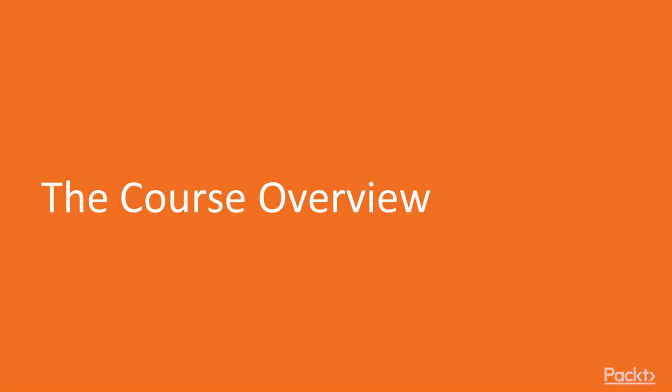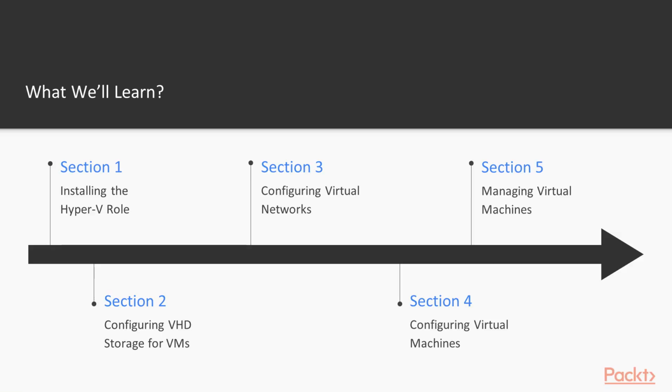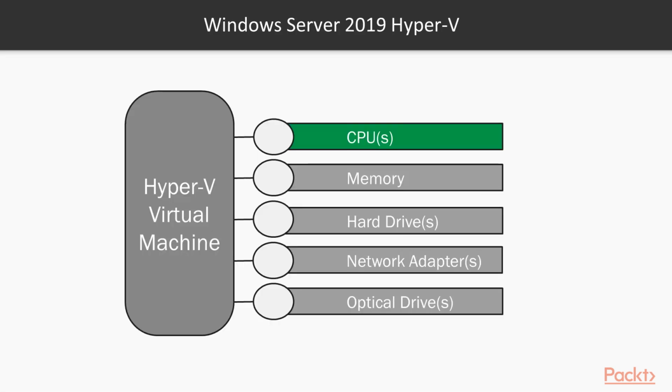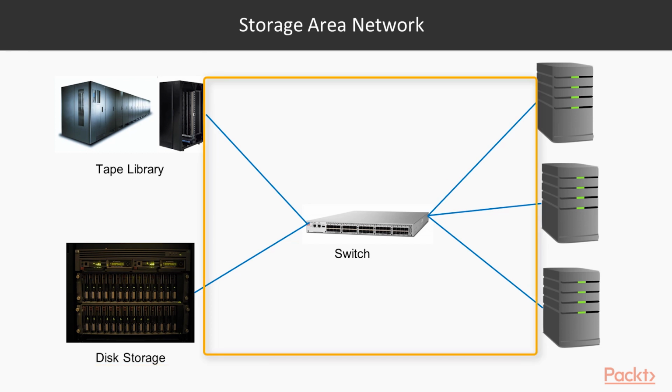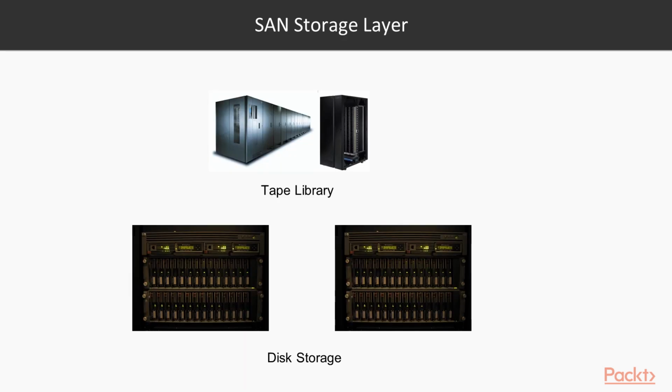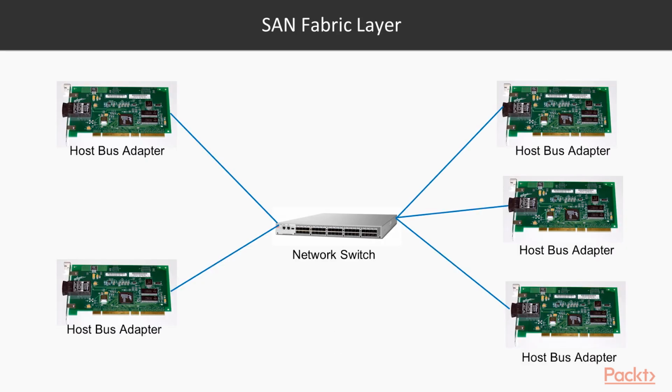Let's begin with a brief overview of this course. We'll begin with installing Hyper-V, where you will learn about server virtualization and how to install the Hyper-V role service on a Windows Server 2019 server. Then we'll turn our attention to configuring hard drive storage for virtual machines, where you'll learn about the different types of virtual hard drives and when to use each type.